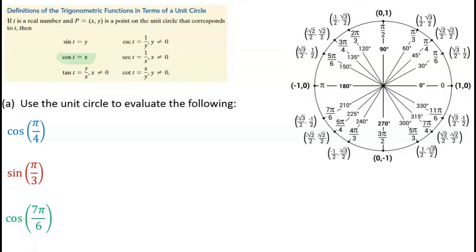Well, I've got to find pi over 4. So I come over here to my circle. Look, there's pi over 4, and then the x value is square root of 2 over 2. So that's my answer. That's all you do. You go to your unit circle, you find the angle, and then you write down the definition for that particular function. Okay, let's try it again.